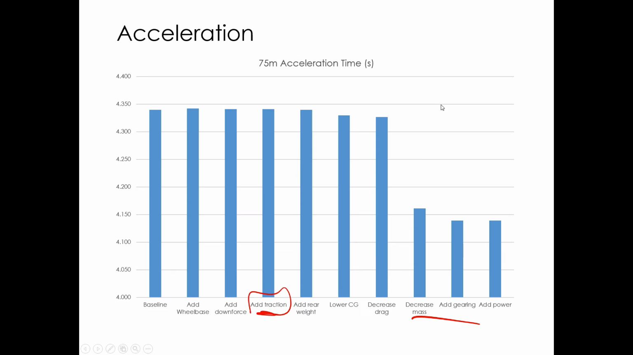Significantly better around a turn. In a straight line, better tires are only going to make you faster if you've got enough power to use that extra traction.